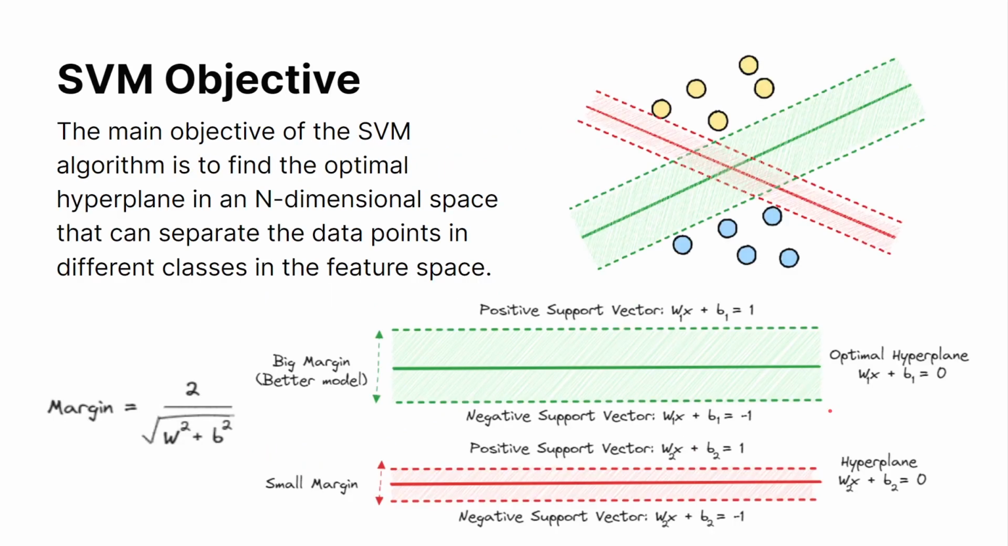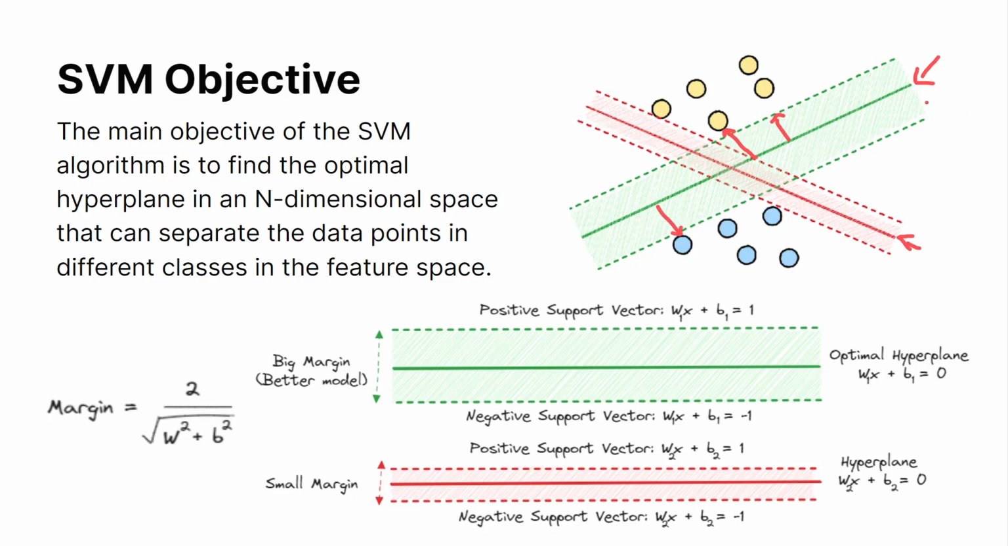The main objective in SVM is to find the optimal hyperplane, which is this one and this one, in a multi-dimensional space, so that it can separate the data points of different classes in the feature space. For example, looking at the green line, we will try to measure the margin. It means the distance between this hyperplane and the nearest point. We're going to do the same for this one.